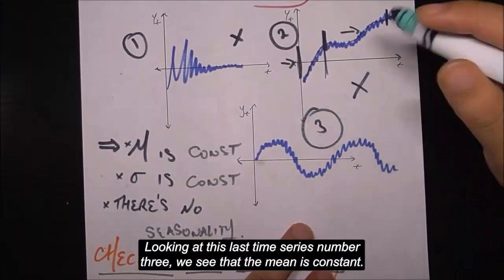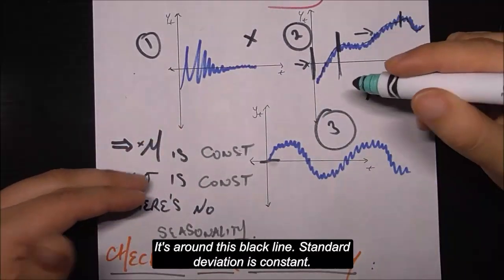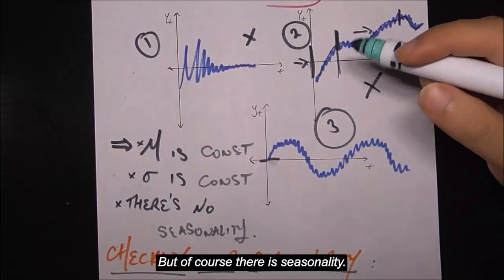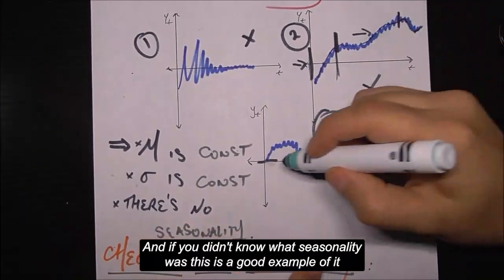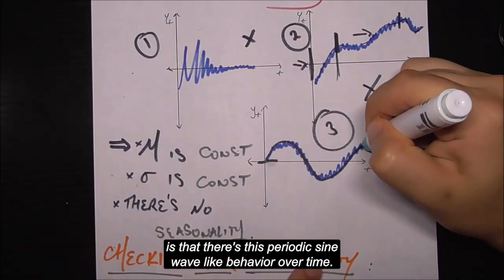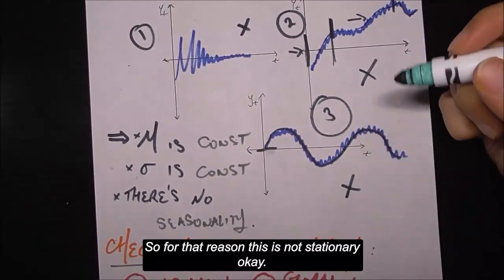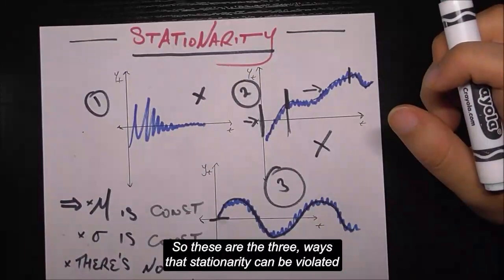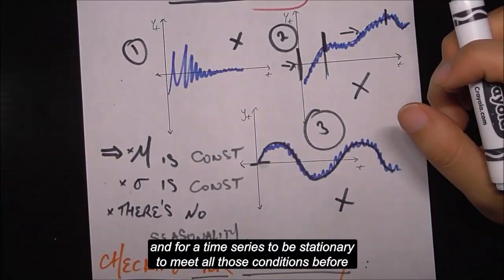Looking at this last time series, number 3, we see that the mean is constant. It's around this black line. Standard deviation is constant. It's fluctuating the same amount along its path. But of course, there is seasonality. And if you didn't know what seasonality was, this is a good example of it, in that there's this periodic, sine wave-like behavior over time. So for that reason, this is not stationary. Okay, so these are the three ways that stationarity can be violated. And for a time series to be stationary, it needs to meet all those conditions.